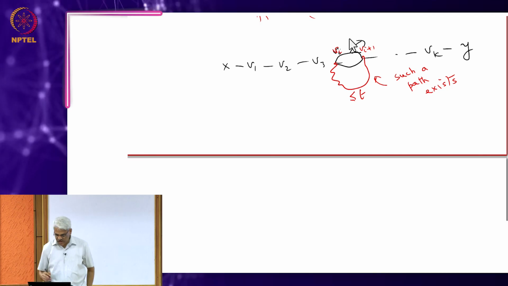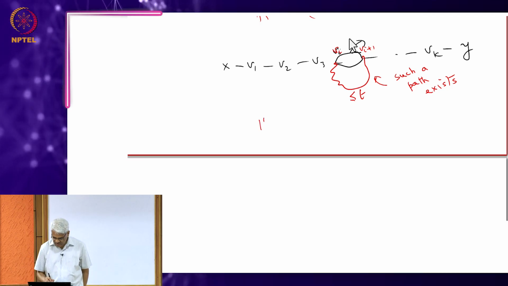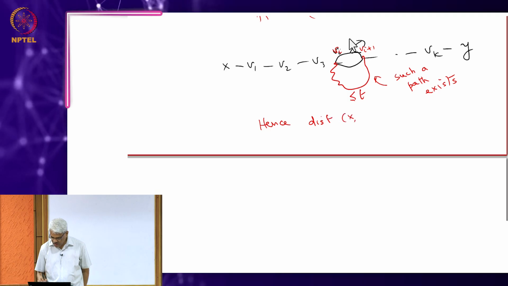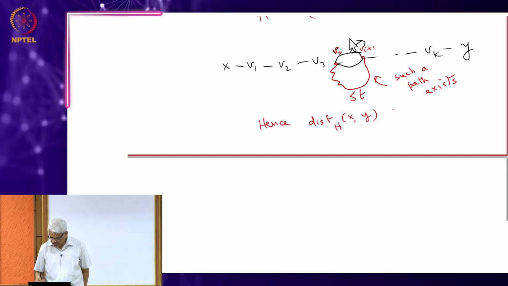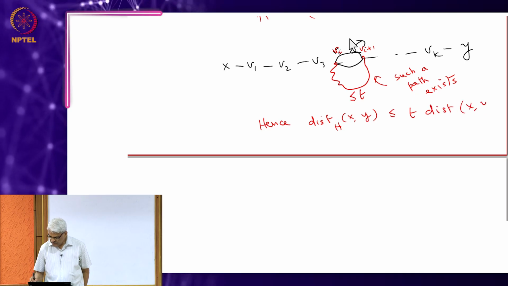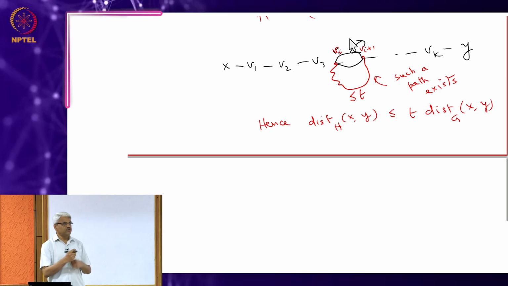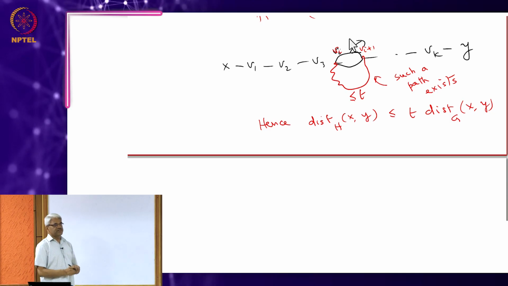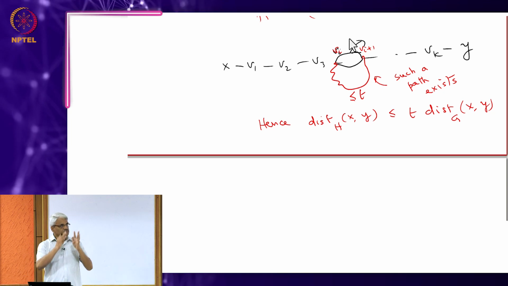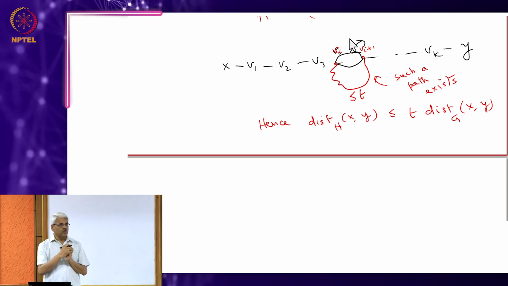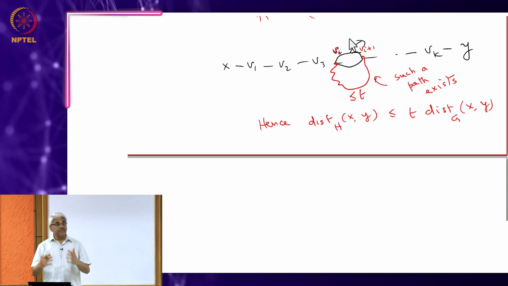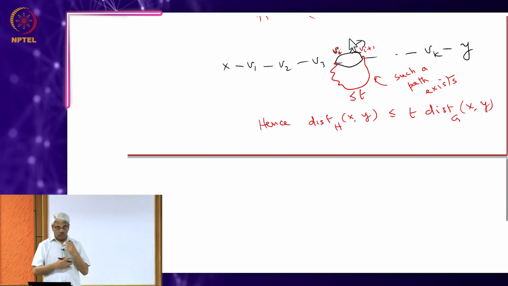So hence, the distance between x and y in H is at most t times the distance between x and y in G. So if you are willing to settle for an approximation factor of t, I do not have to remember G, I can throw away some edges and store H. But how much saving did I do? What is H?